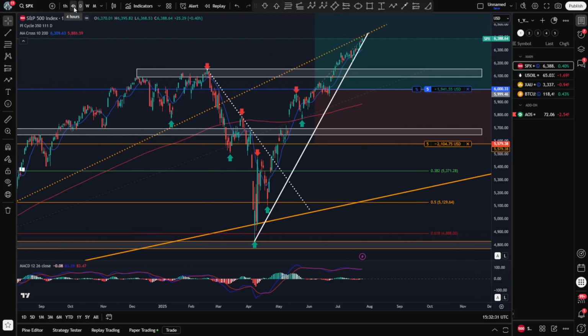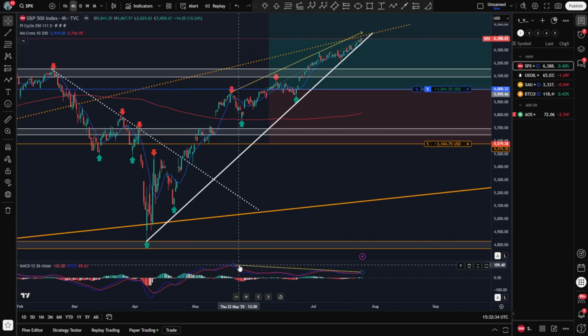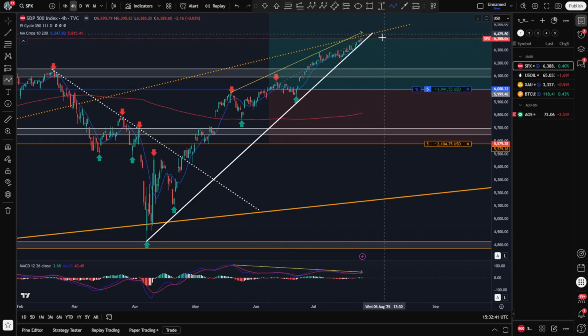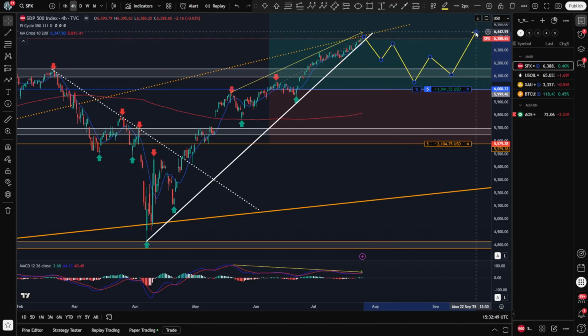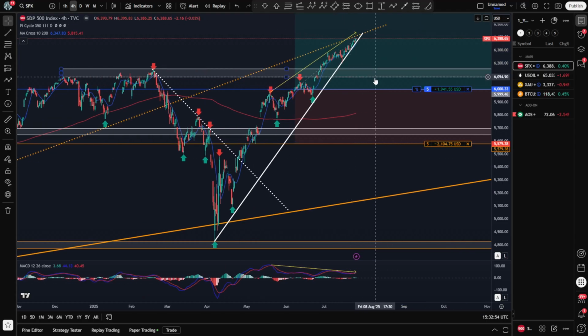If we drop even one time frame lower to the 4-hour time frame, you can see that we have here a divergence. MACD is making lower highs while price is making higher highs. That normally means that we will soon see a break and a correction to the lower side, like also drawn in on the daily time frame. Because of that, I'm expecting a setback. Maybe we'll even dip a little bit below the last all-time highs here.